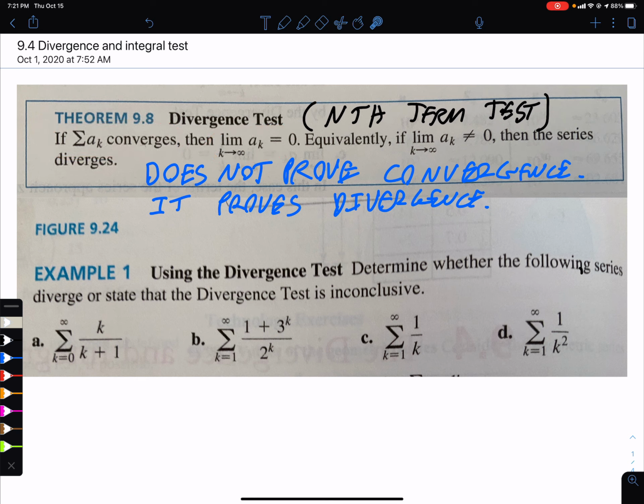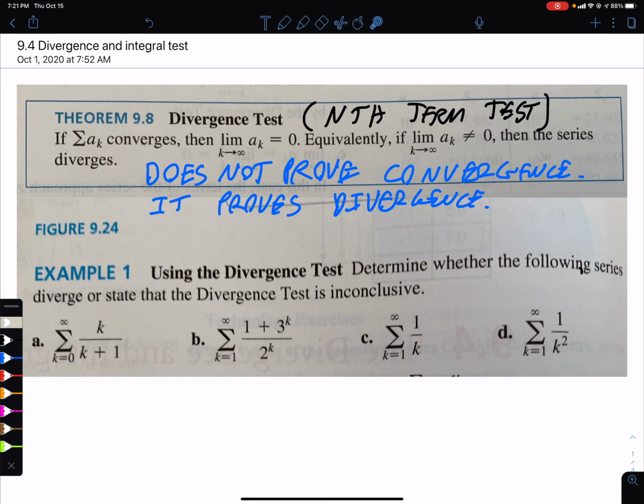Now, what it doesn't say is: if the terms approach zero, then it converges. It does not say it backwards. Do not confuse yourself with that. That is not true, and we'll see some examples of that.